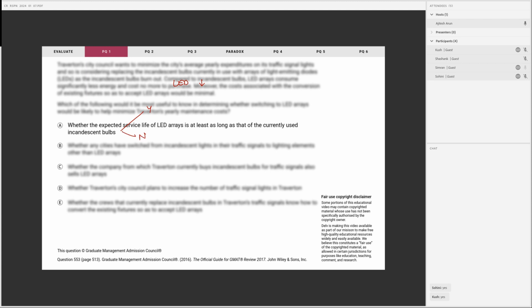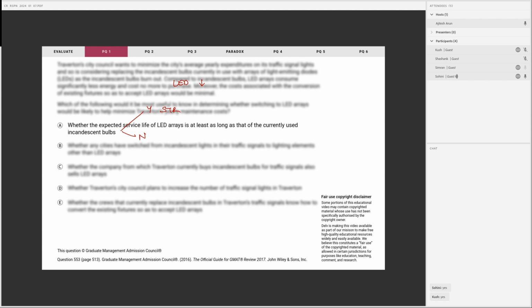And this is my first question to you guys. Tell me what happens when we get a yes to option A and what happens when we get a no to option A. Yeah, if you get a yes, so it will strengthen. Very good. Because basically the shelf life of the lights are almost similar.